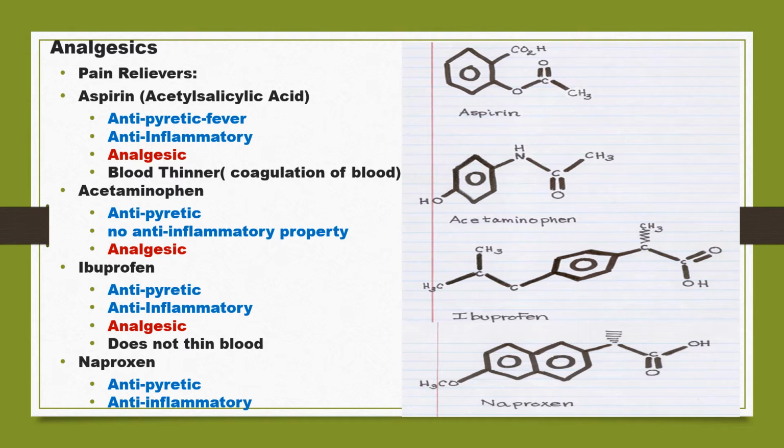In this class we have about four types of analgesics, beginning from aspirin, acetaminophen, ibuprofen, and naproxen. And if you look at the structures, all of them are organic compounds. That's why, in fact, we are trying to synthesize them here in our practical organic chemistry.